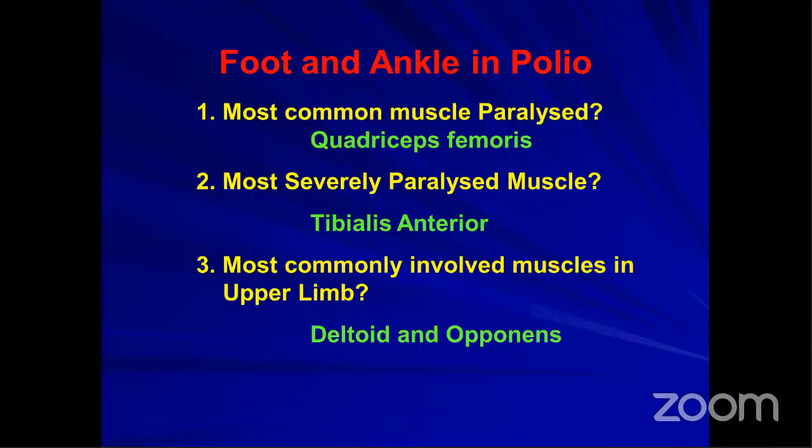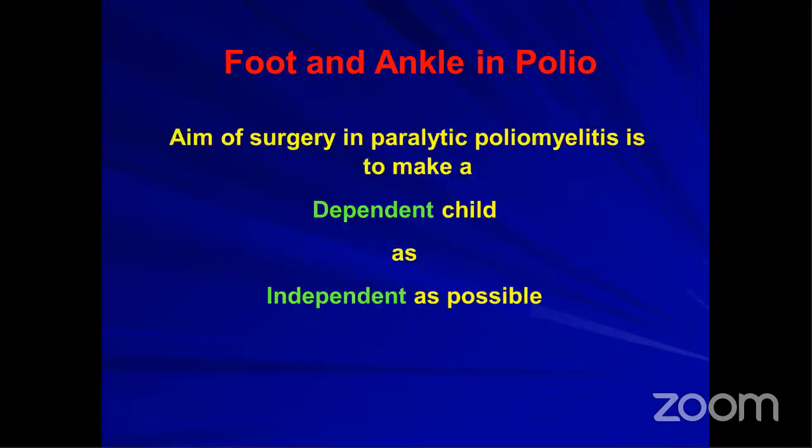That is the L4 segment. The L4 segment in the spinal cord, where tibialis anterior is represented, is a very small segment. And that causes a severe paralysis of the tibialis anterior muscle of the foot. Therefore, you need to understand why the patient presents with those particular features of tibialis anterior paralysis. The most commonly involved muscles in the upper limb are the deltoid in the shoulder and opponens in the hand.